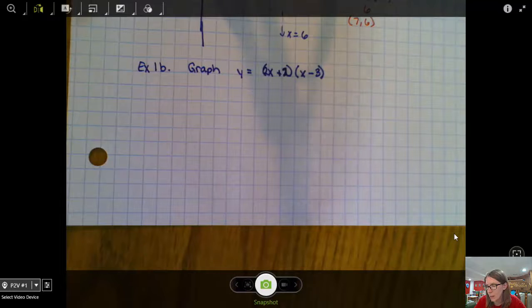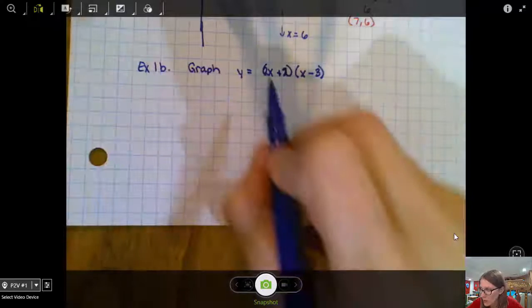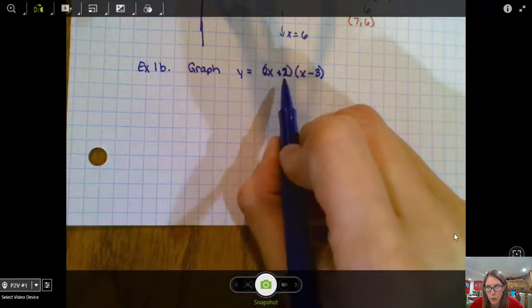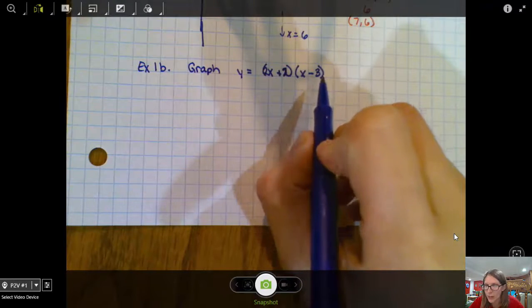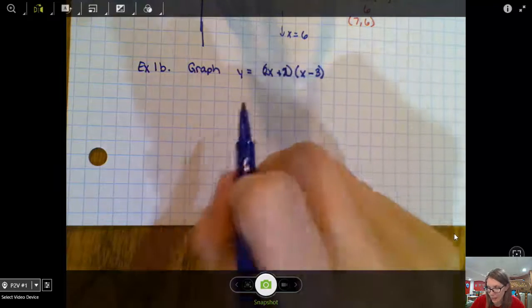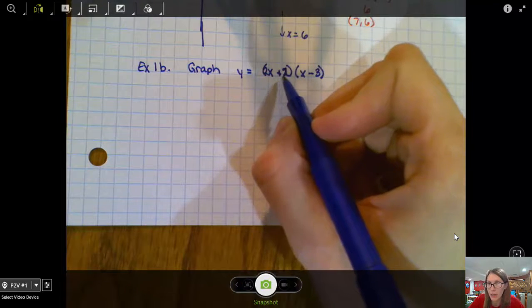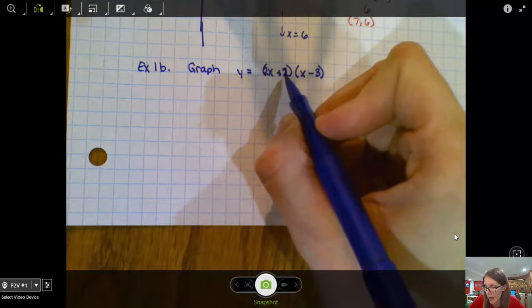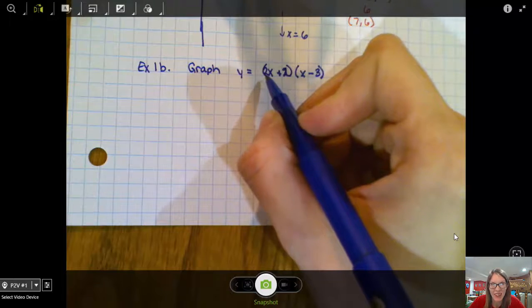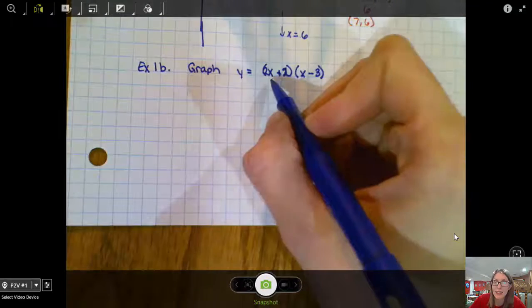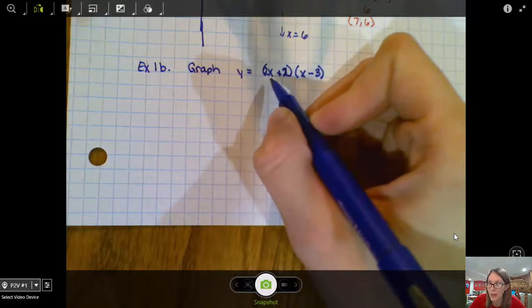One more quick example of graphing in intercept form. I'm going to graph here y equals 2x plus 2 times x minus 3. Now, the reason that we can't necessarily just go by what this number is right here is if you have a situation like what I have here, where I don't just have x plus 2, I have 2x plus 2.